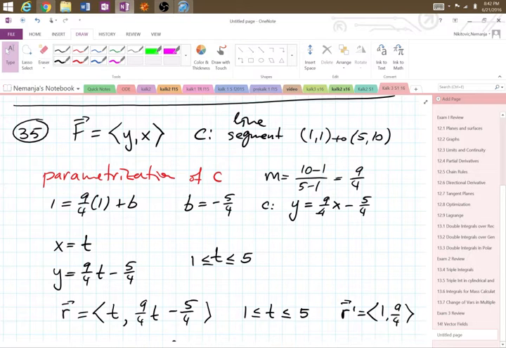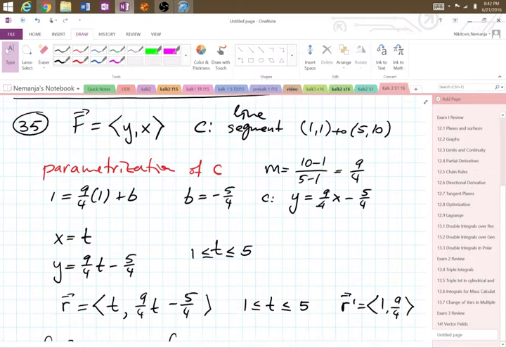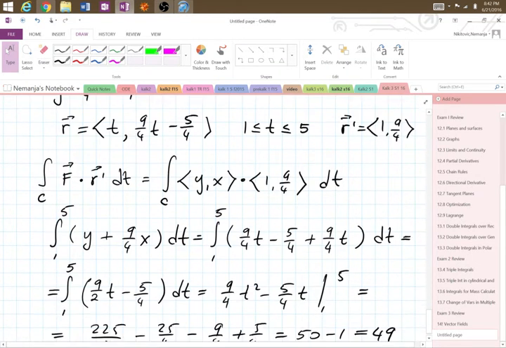Once you have that line, the parametrization can be x equals t, and then y equals exactly the equation, except now x is t. Because x is equal to t, the range is the same: x goes from 1 to 5, so t will go from 1 to 5. Once you have the parametrization, you have your x and y. That's immediately your vector r.